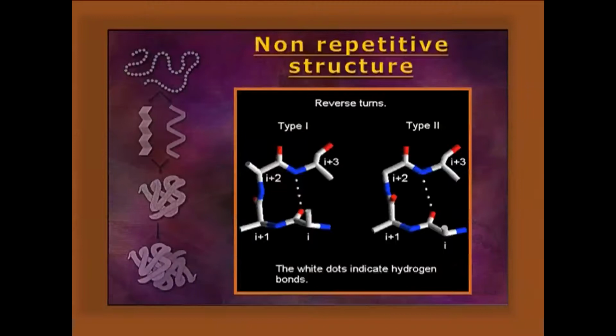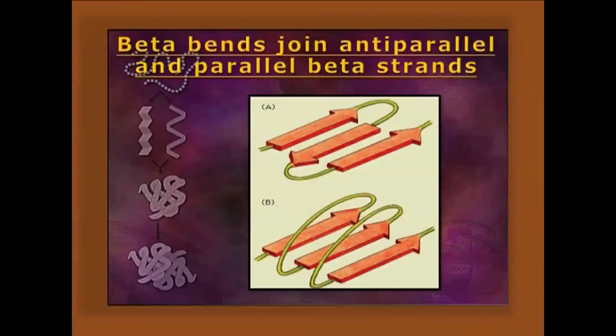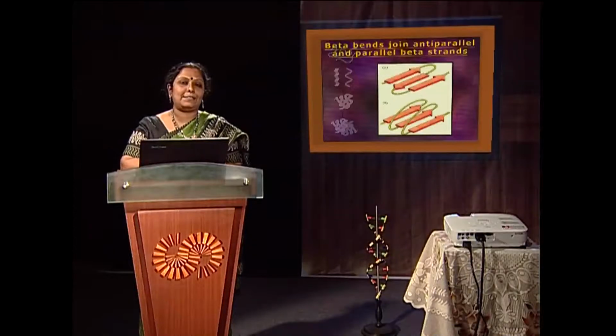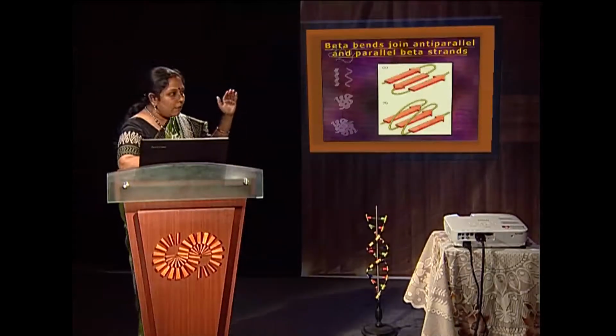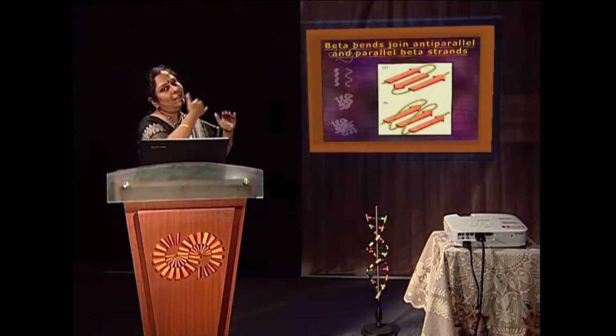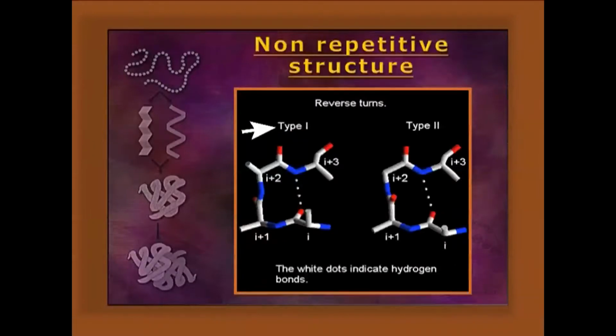Non-repetitive structures. There are so many non-repetitive secondary structures. The major important one is the reverse turn, beta turn or beta bend. It is made by 4 amino acid residues, and it connects anti-parallel beta strands. It may be either over the plane or down the plane, and it may be found over the surface of the protein. And these reverse turns or beta bends mainly allow aspartic acid or asparagine. You can find type 1 and type 2 beta bends according to the differential torsional angle.